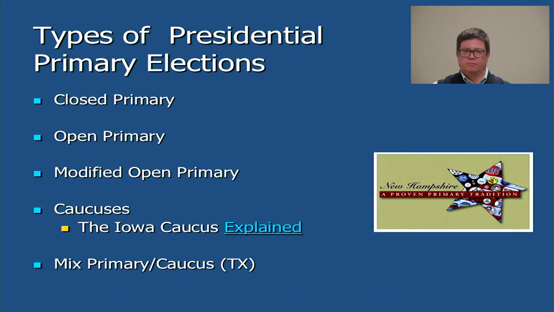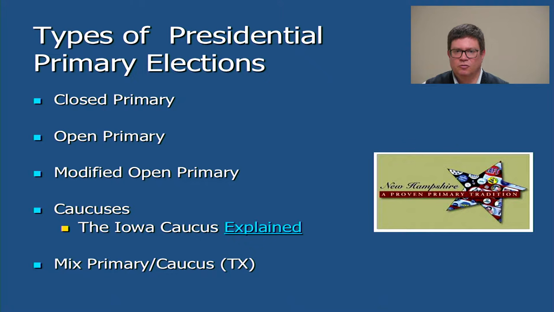Now, there are a whole different type of presidential primary elections, and I just want to name a couple here. There is what's called the closed primary, and this is what we have in Pennsylvania. Essentially, in a closed primary, you have to be a Democrat or a Republican in order to be able to vote in the political primary.